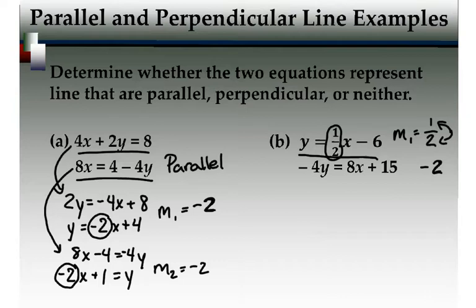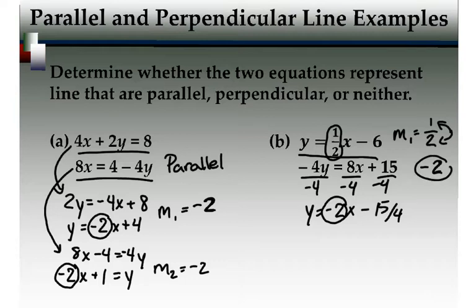Alright, so solve for y. That's not too bad in this one. Divide everything by -4, and we get y equals -2x minus 15/4. We found that this slope is -2, and that's what we're looking for, either 1/2 or -2. That means these lines are perpendicular to each other.